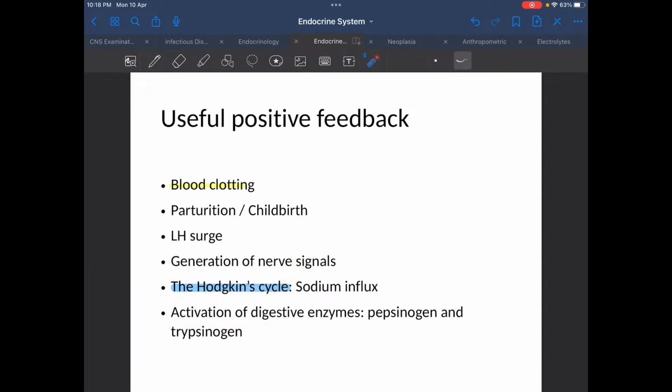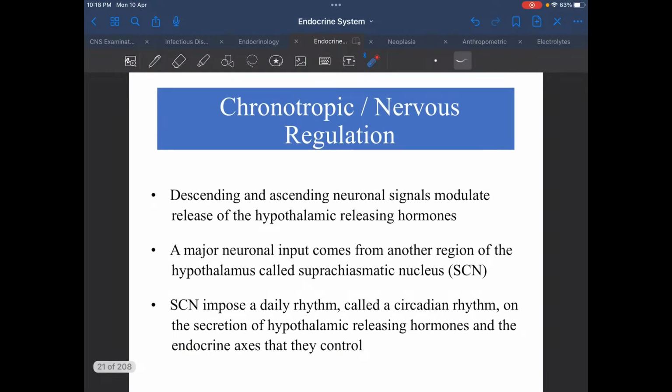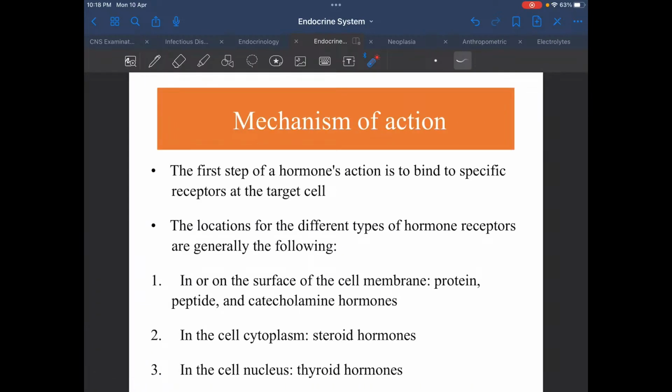Once pepsinogen is cleaved and converted into pepsin, that's going to convert more pepsinogen into pepsin, right? So it's an autocatalytic process. So these are the different mechanisms, positive feedback. Okay? Now, very importantly, we need to discuss what are the mechanisms of action of these hormones, right? We'll be going a little bit fast now.